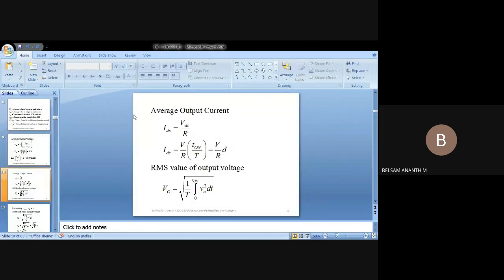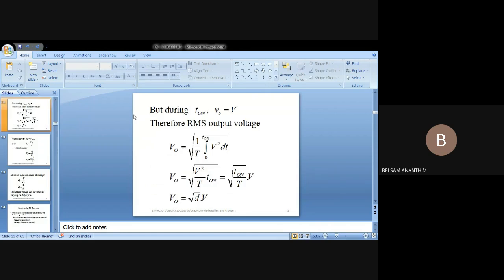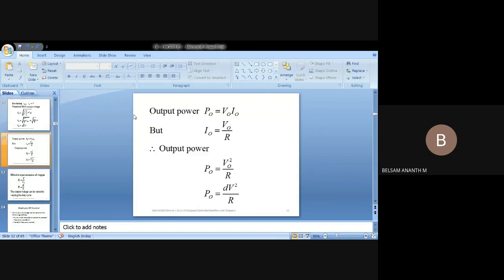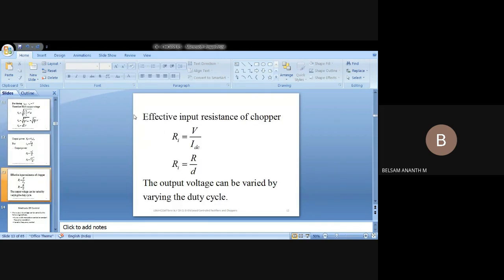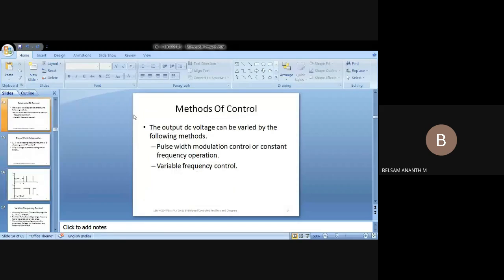Then we calculate the average voltage. The RMS value will always have a square root. Then output power P equal to V into I, or output power P equal to V square by R. Next one is the methods of control. What are all the methods of control we have?